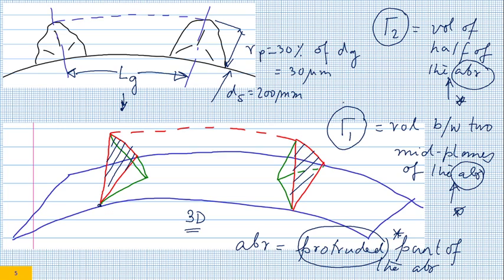So this gamma 1 and gamma 2, if we can calculate separately, we would have gamma intergrid as gamma 1 minus gamma 2 into 2. This gamma 2 into 2. Why? Because on this side you have this volume between the red lines and the green lines. This is half of the protruded part of the pyramid. On this side also you have half. So that is gamma 2 into 2. That's what we are going to do.